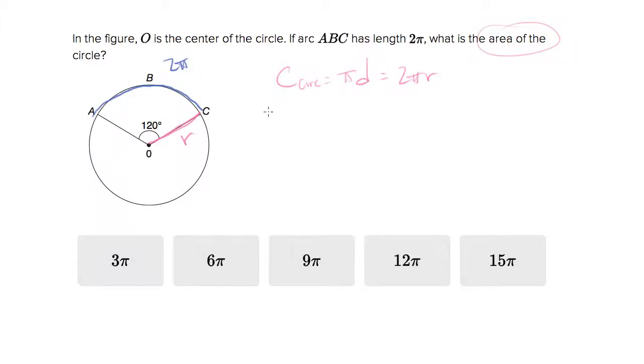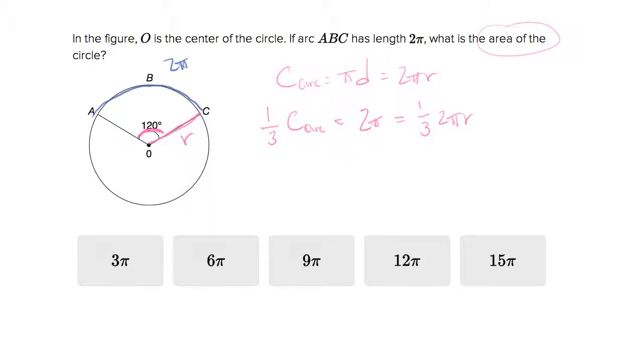I also know that they told us this is an angle of 120, which is a third of the whole circle. So a third of the circumference. So 1/3 of the circumference of the circle, I know is equal to 2 pi. But I know that's also equal to 1/3 of the total circumference, which is 2 pi r. So if 2 pi equals 1/3 of 2 pi r, then I know that r equals 3.